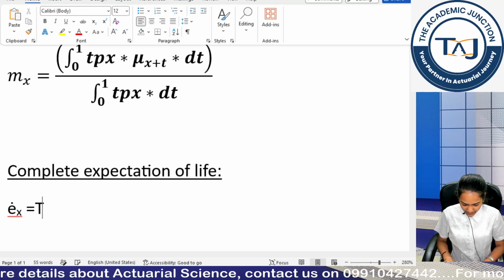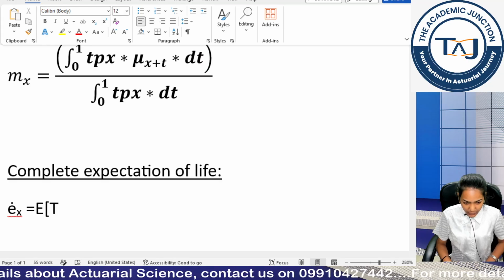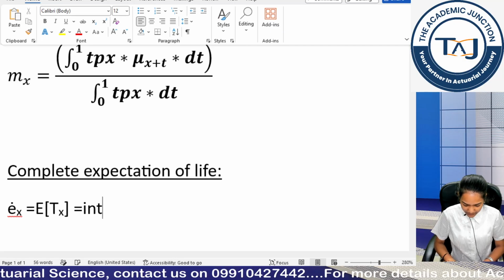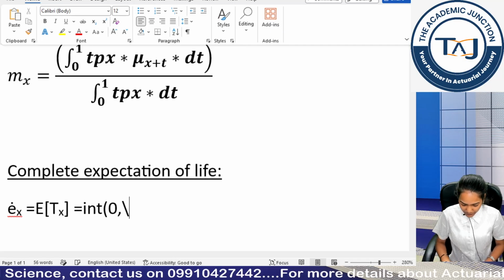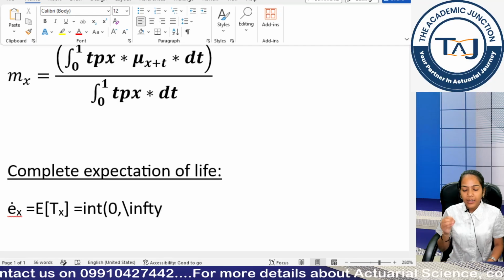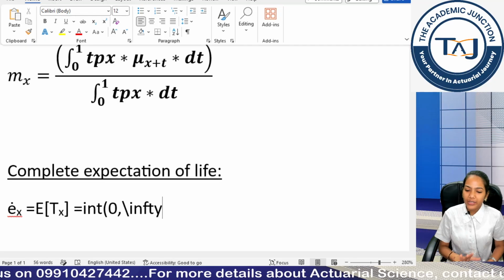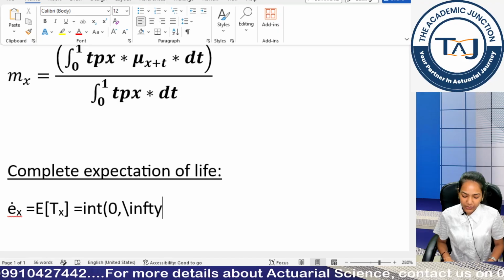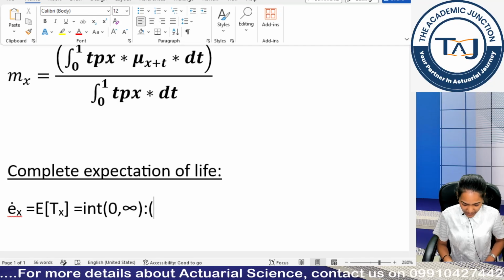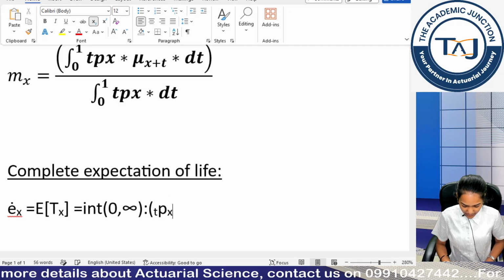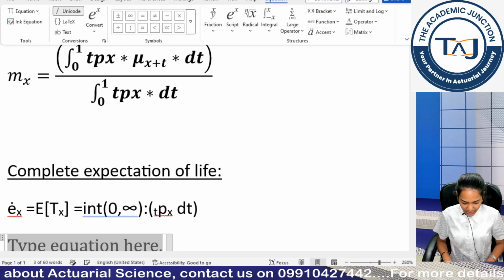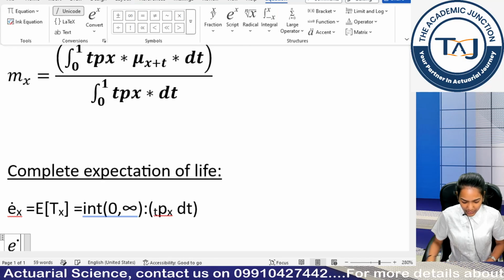So this is expectation of T_x. This is equal to my integral of 0 to infinity. So infinity I can write backslash infinity. Yours might be backslash infinity as well, or you can simply write in words INF. That's also equally acceptable. Then we have tp_x, tp_x, dt. Clear?